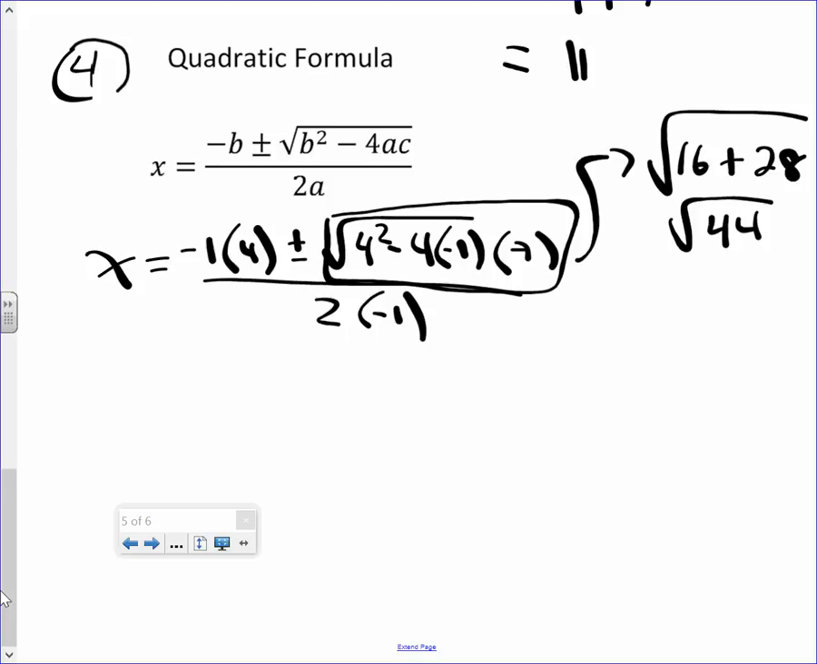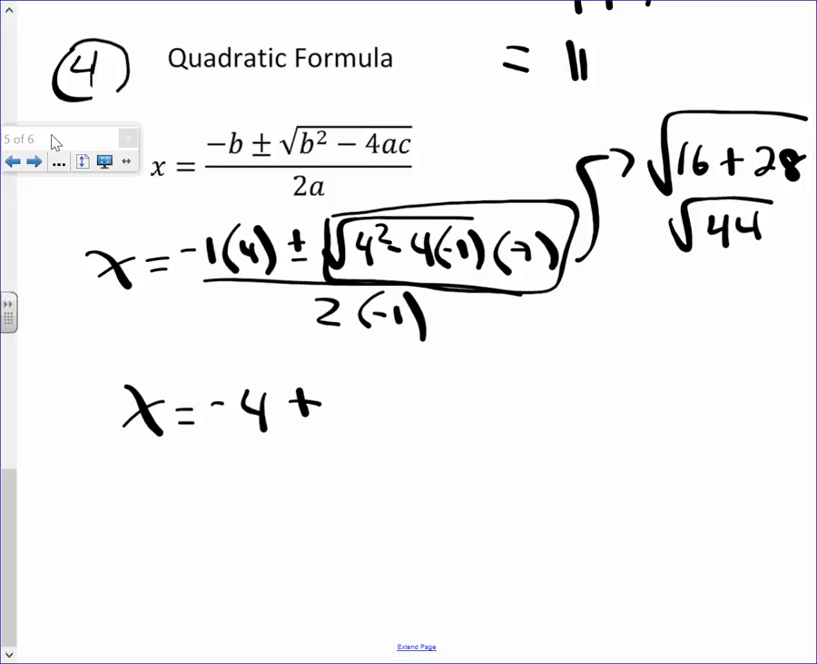Hold up, guys. Is that rational or irrational? So there is a number times itself that becomes 44? No, so it's irrational. So we're going to have to approximate. X equals -4 plus, let me break down rad 44, because you might have to do this on tomorrow's benchmark. Rad 4 times rad 11, that's 2 rad 11.